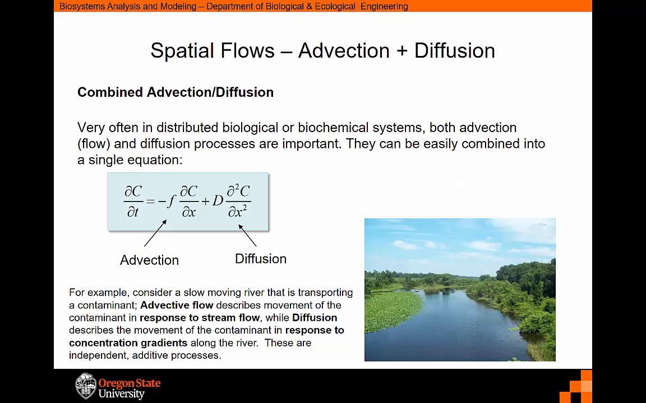We can easily combine the effects of advection and diffusion. Because these are independent processes with no interaction, they are additive, and our mathematical model reflects that. An appropriate application of the combined advection-diffusion equation might be a slow-moving river system where the rate of substrate movement resulting from diffusion is in the same order of magnitude as that resulting from advection, so both processes would need to be considered.